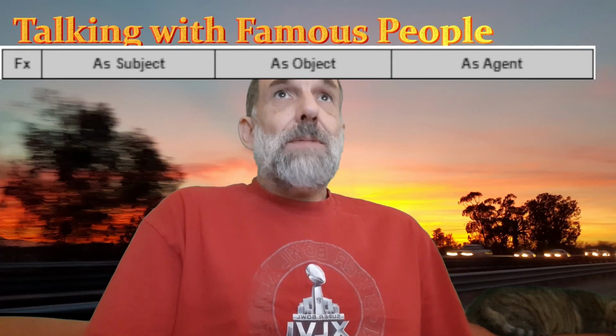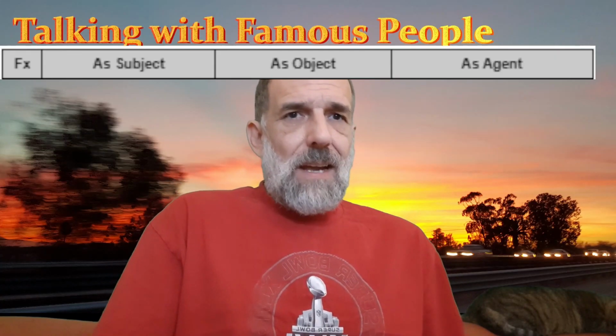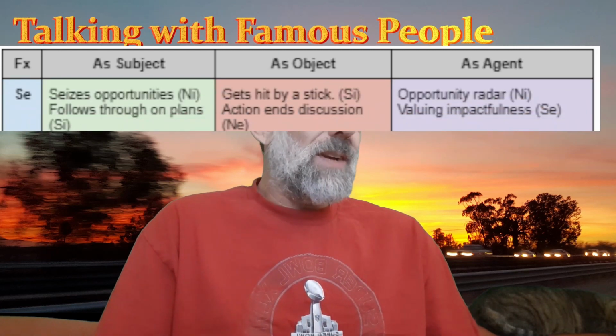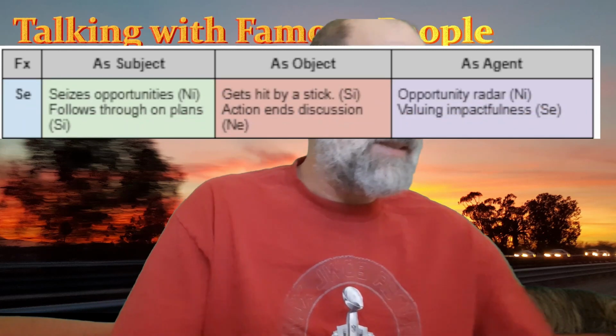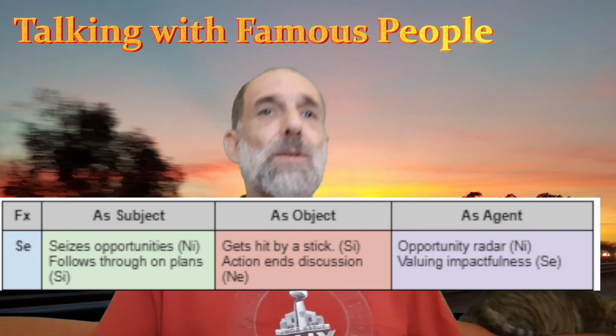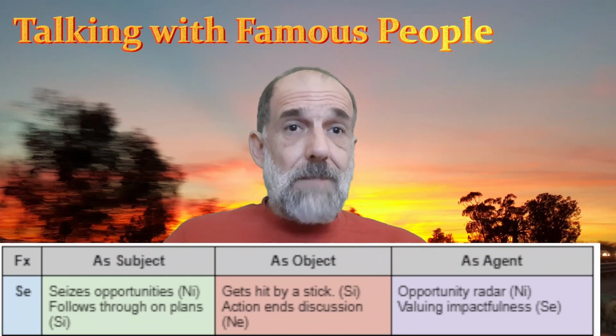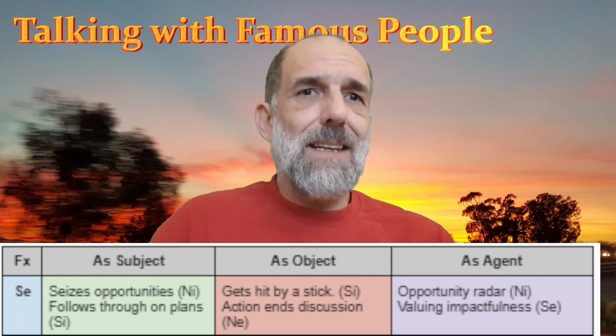Extroverted Sensing, SE. As a subject, it seizes opportunities. That's how it links with NI. In other words, NI tells what the opportunity is, and SE seizes it. And it follows through on plans. It gets the plans from the SI, and it follows through on them. That's what the SE attention is.